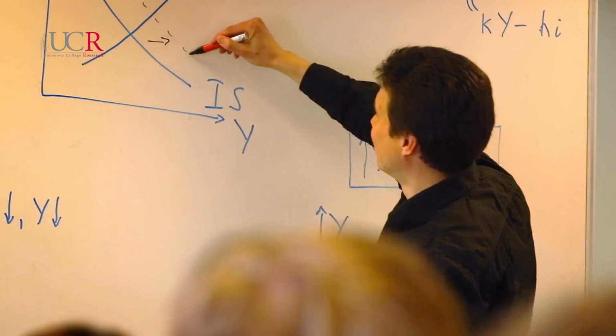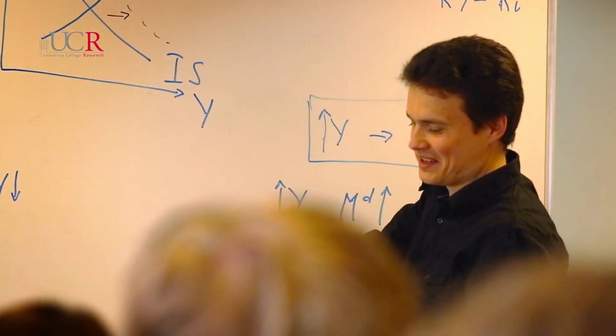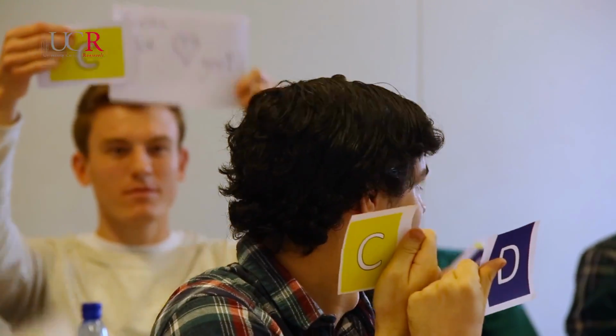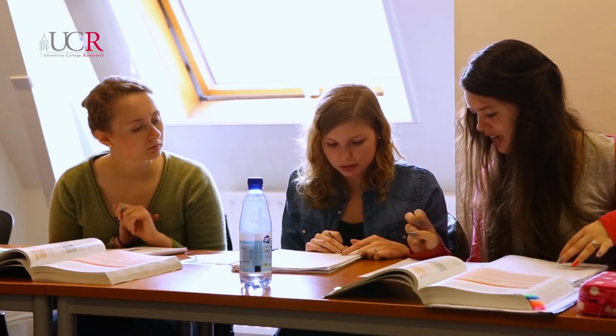On the basis of the distribution of answers, I can then either go on and explain the concept myself, or if the distribution of answers is somewhere between 30 and 70%, then I let students talk to each other and try to convince their partner of their own answer.